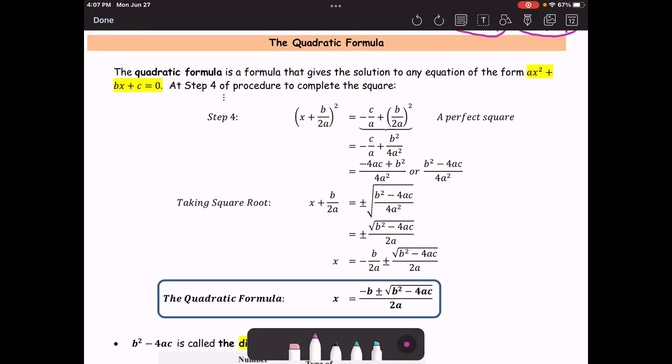The quadratic formula is a formula that gives the solution to any equation of the form ax squared plus bx plus c equals 0. At step 4 earlier, when we did completing the square, we had the square on the left-hand side and the sum of the two constants on the right-hand side. If we do the taking square root method, we will have x plus b over 2a equals plus minus the square root of the simplified term after we add those two numbers together.